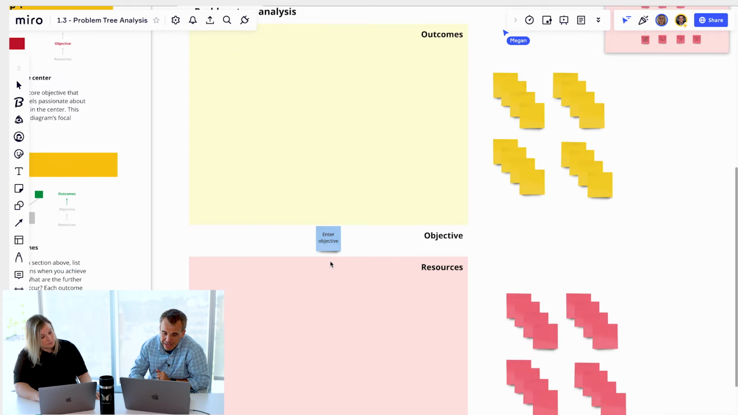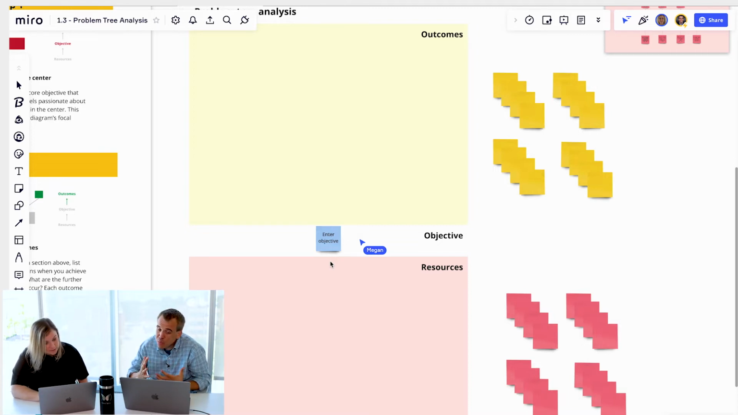Okay, so now let's zoom out again and let's head over to our main template. So, do you think I should start with my objective? Do you think I should start with my outcomes? Do you think I should start with my resources? What do you think? Sometimes it's helpful to start with your objective if you know what that objective is. So you may want to have everyone in the room agree on the same objective before you get started.